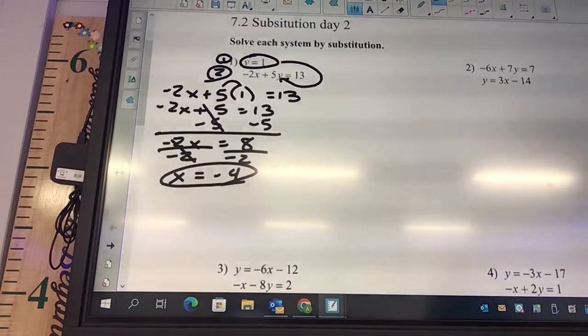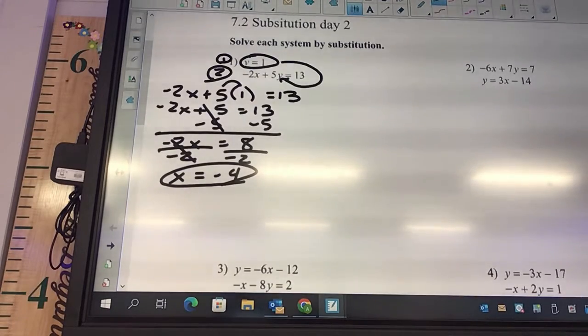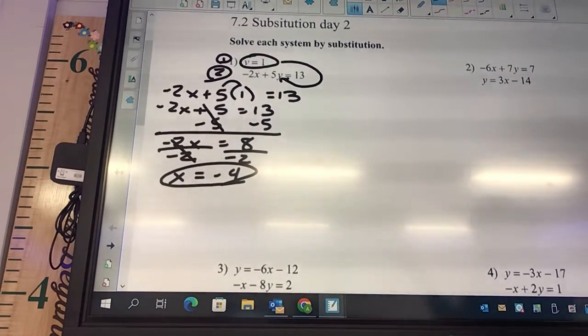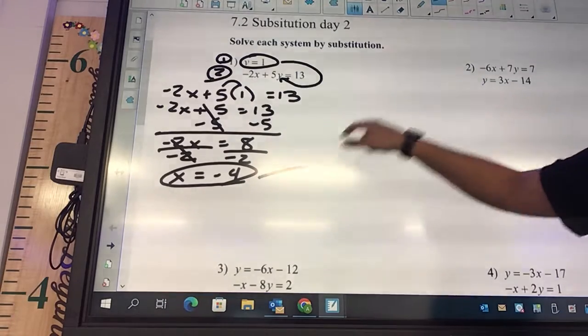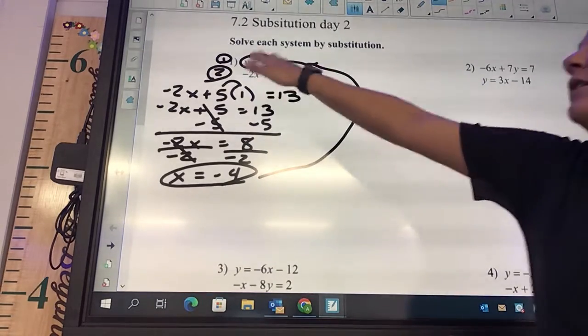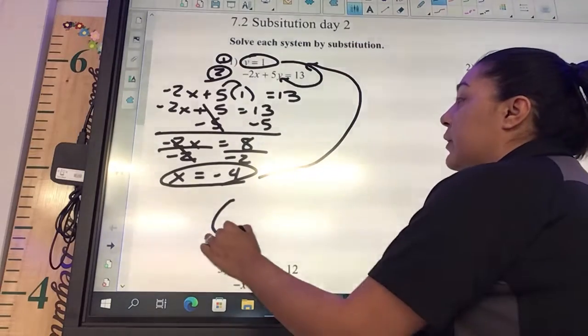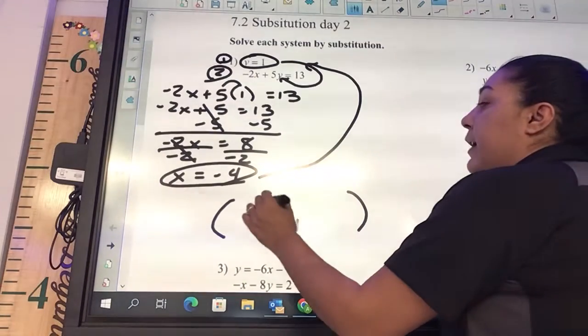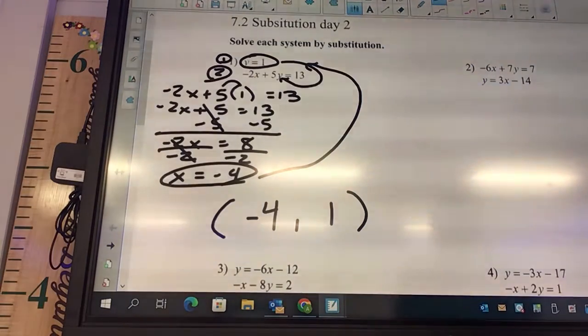Okay, what do we do with that? She said plug it in. Chase said do a coordinate. Chase is right. Why? Because the y is already solved for, okay? So normally, yes, you would plug this in up here, but there's no x's up here. So we already know our y. So this one is ready for coordinate. And what should that coordinate look like? Negative 4, 1.